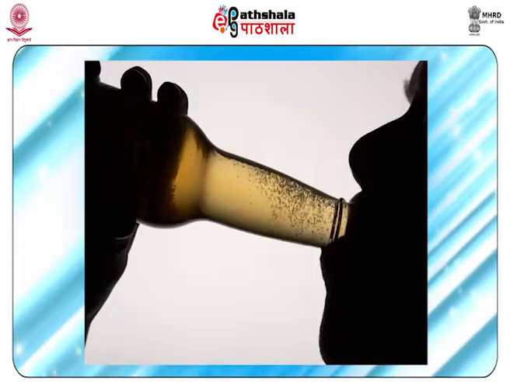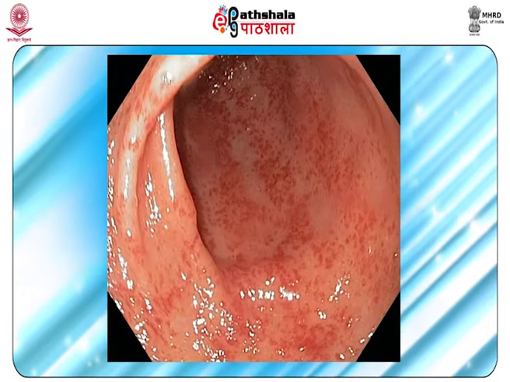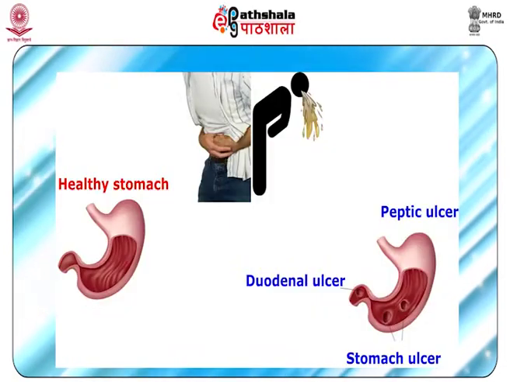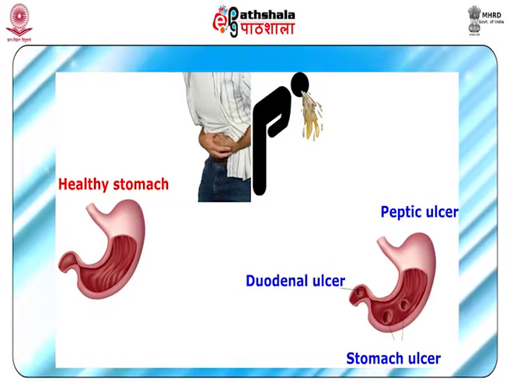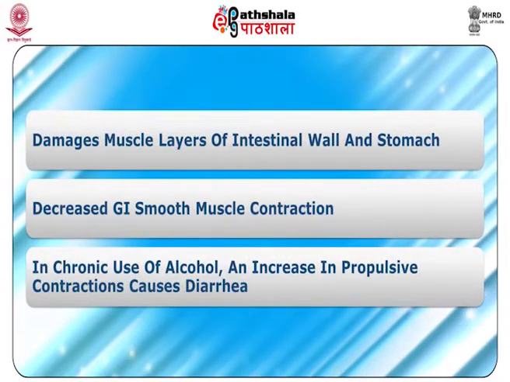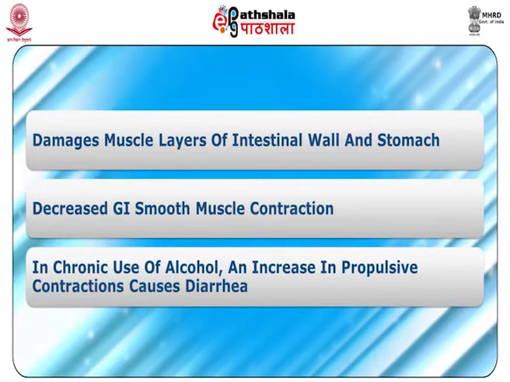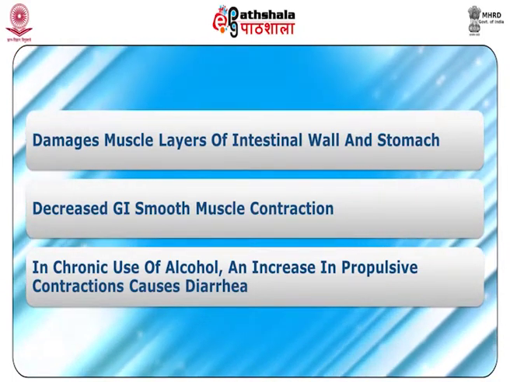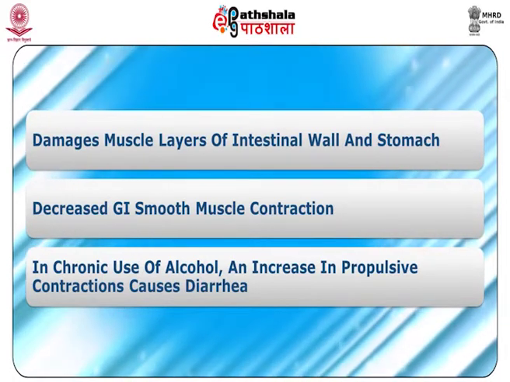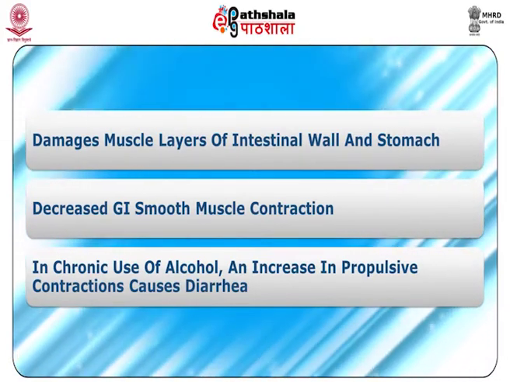Stomach and intestine. Drinking alcohol, even a little, makes the stomach secrete more gastric juice than usual, which may cause gastritis. This may initiate pain, vomiting, diarrhea, and even bleeding in heavy drinkers. It damages the muscle layers of the intestinal walls and stomach. Use of alcohol can cause decreased gastrointestinal smooth muscle contraction. After chronic use of alcohol, there is an increase in propulsive contractions, which causes diarrhea.